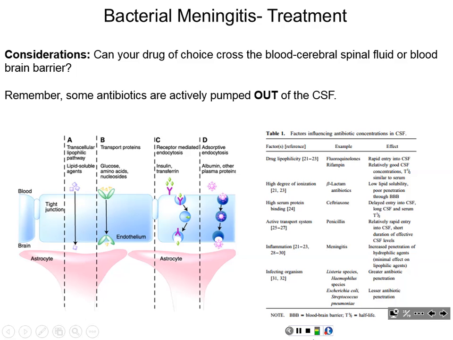And some things that are going to have an impact on this are, is your antibiotic lipophilic? How much inflammation do you actually have? Are you maybe blocking some of the transporters for that antibiotic? And if you remember back to last Wednesday when we were talking about active transport across the blood cerebrospinal fluid barrier, some antibiotics are actively pumped out of the CSF. So we don't want to use those. They don't get a high enough concentration for a long enough time.